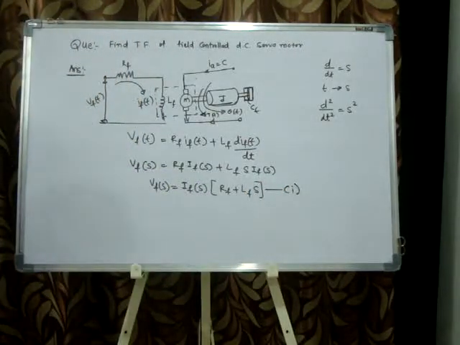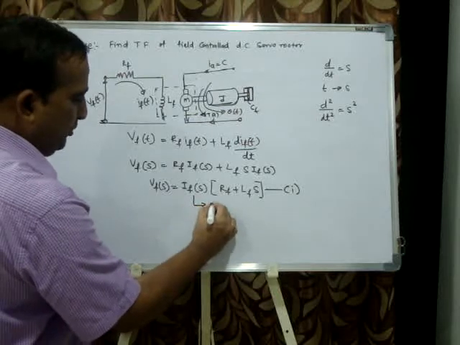This is equation number 1. Here this is an intermediate output, so I have to remove this intermediate output.